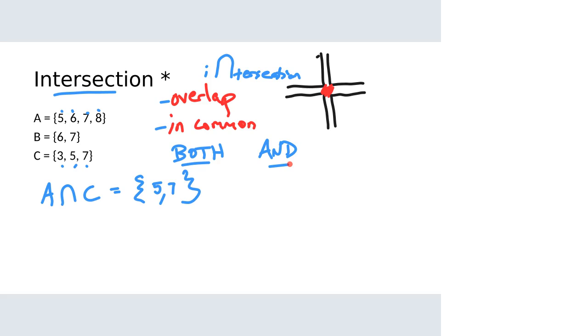All right, I want you to try one. I want you to find B intersect C, and I'm going to make a poll for this. It'll probably take me longer to type the poll than it will for you to answer it. Just hang in there with me.